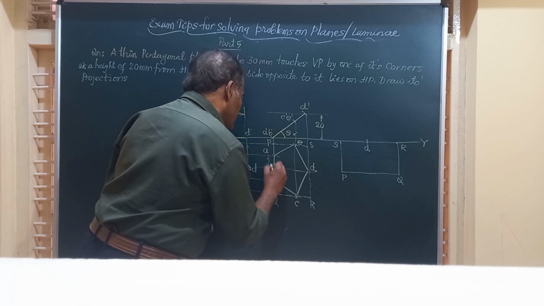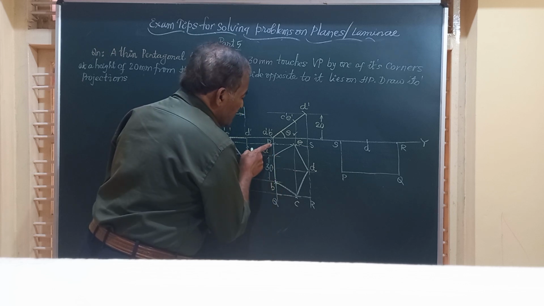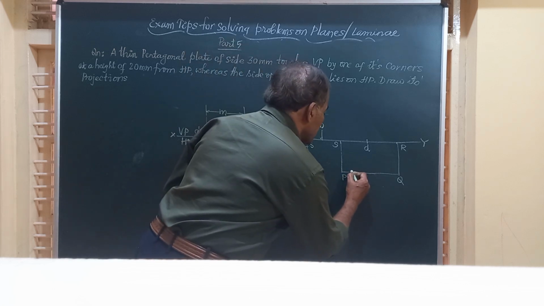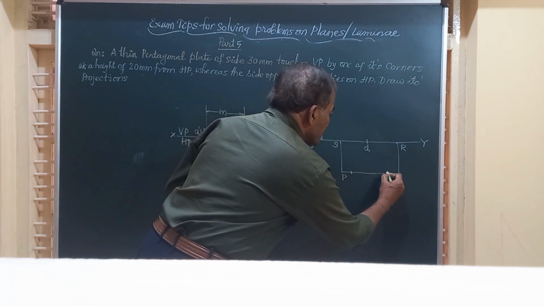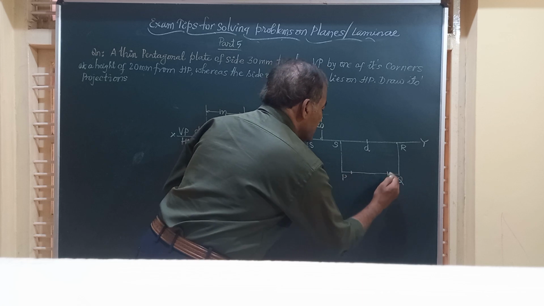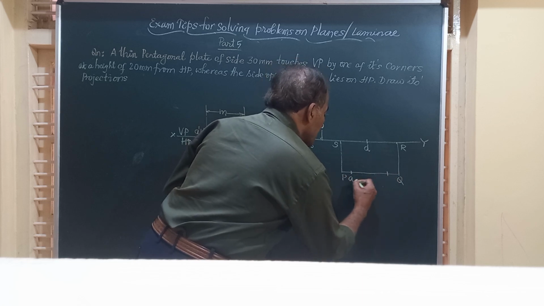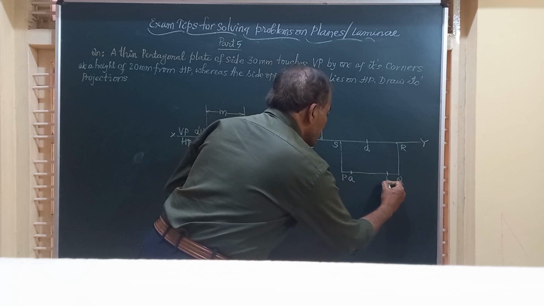So AB should be again 30 mm. From P to A, take that measurement. And again from Q to B, you have the same measurement. This is going to be point A. This is going to be point B.